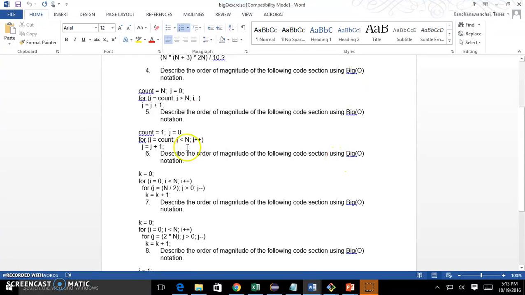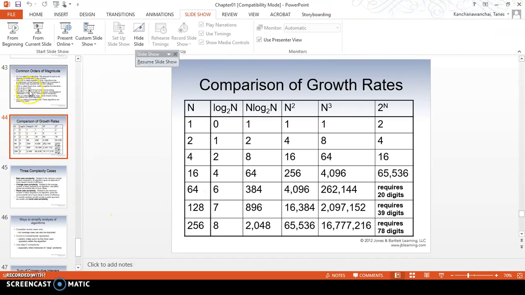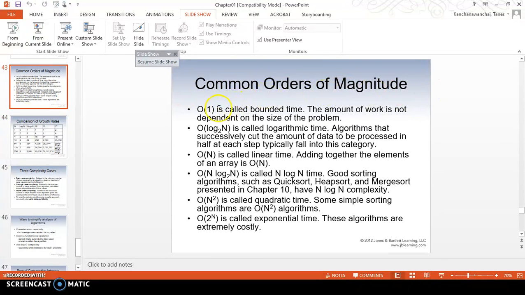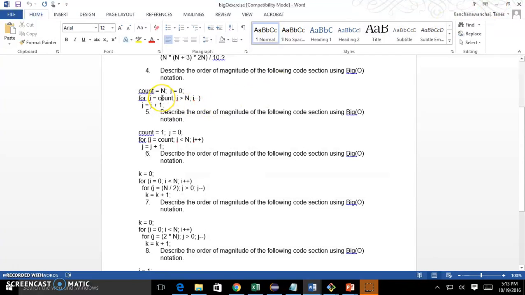Right? So this is 1, 2, and the expression is 3. i equals count, 3. And actually, comparison, that's 4 here. Right? We got 4. But like I said, we're going to assume it's big O of 1, because those are the common notations that we just covered. Right? So common orders of magnitude, this is called bounded time. It's not depending on the size, so we call it big O of 1. Okay?